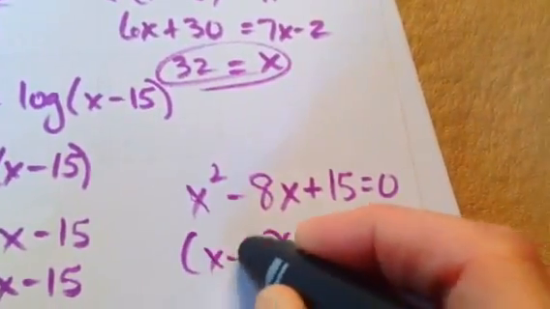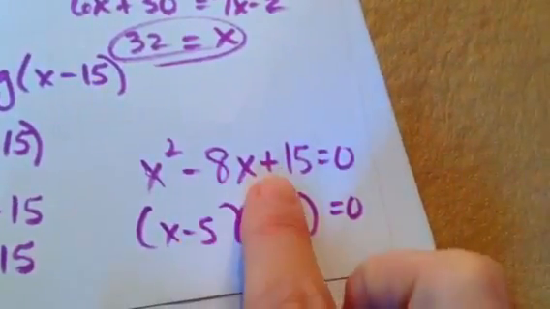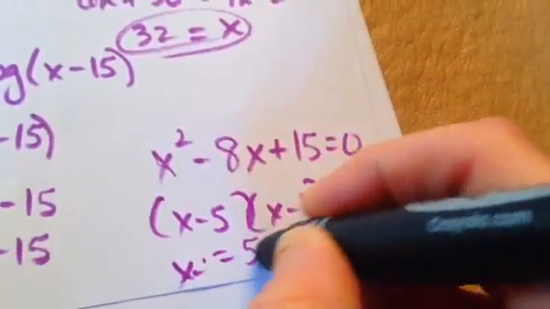Okay, so factor. Notice those add up to negative 8. They multiply to give you 15. So x is going to be either 5 or 3.